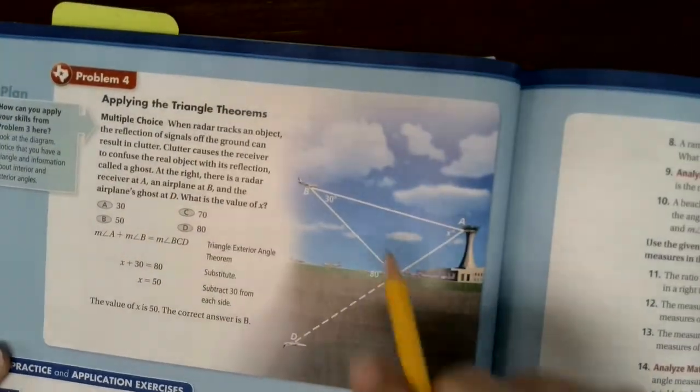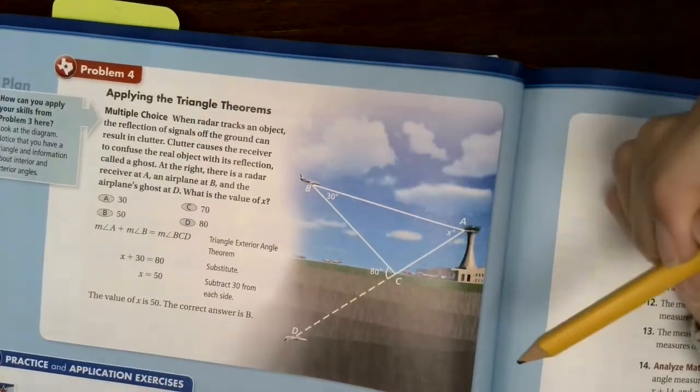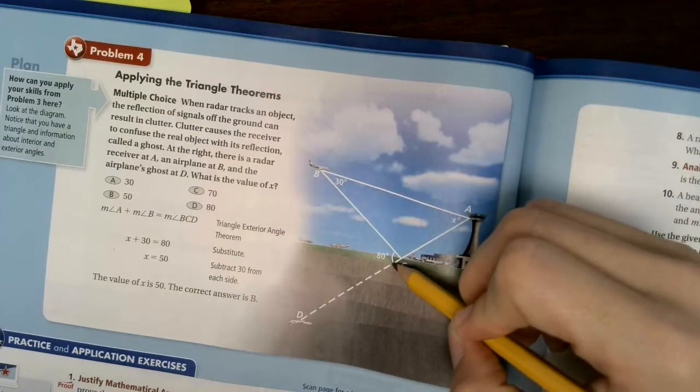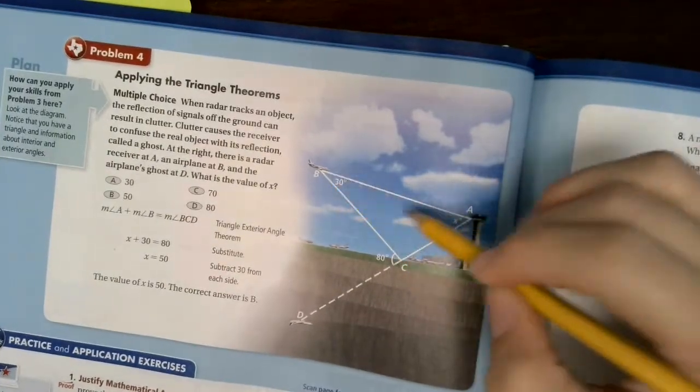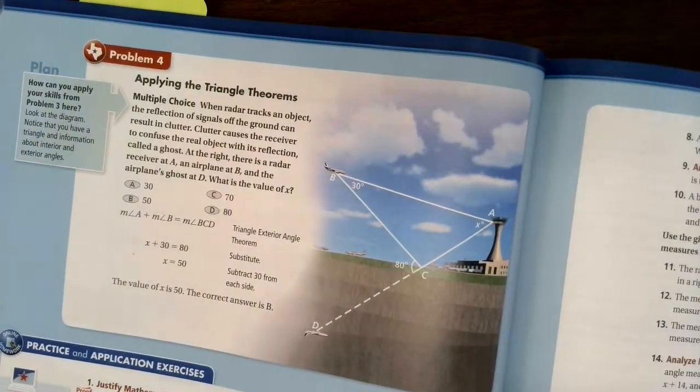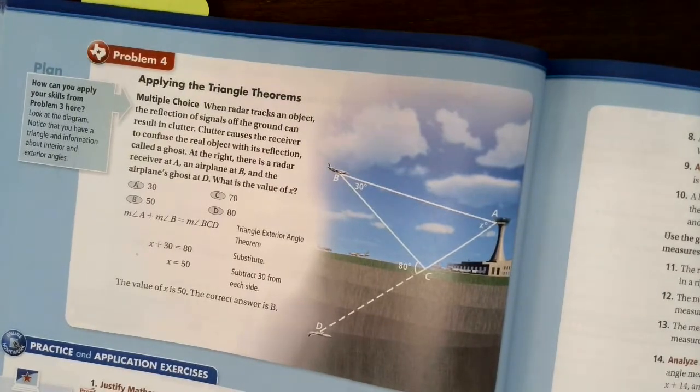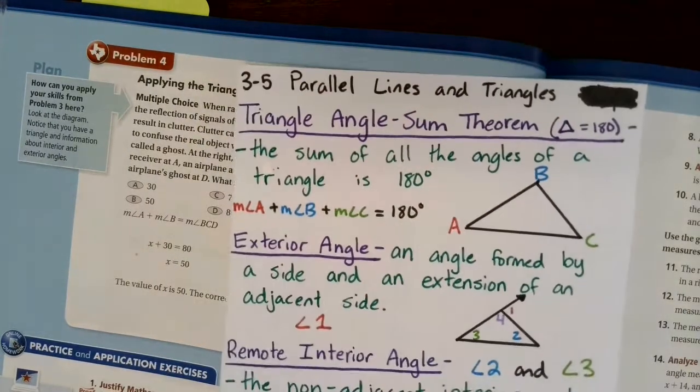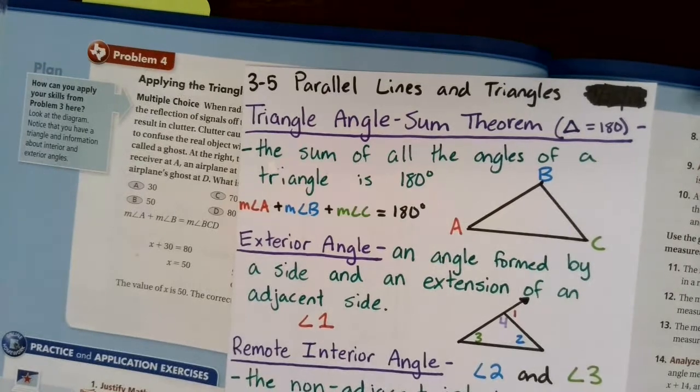Next up, it's the same type of thing, just in a different context, okay? So it's wanting what this angle is. Well, this is an exterior angle, and these are the two remote interior angles. So if you want to look that over, it's great stuff, and that's what triangles in 3-5, parallel lines and triangles, is all about.